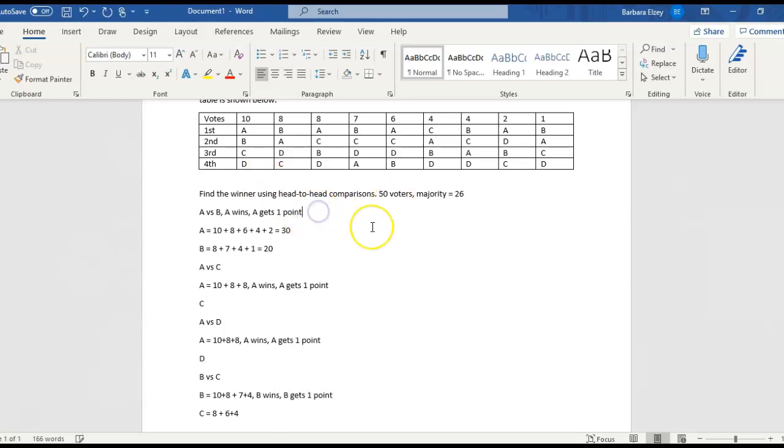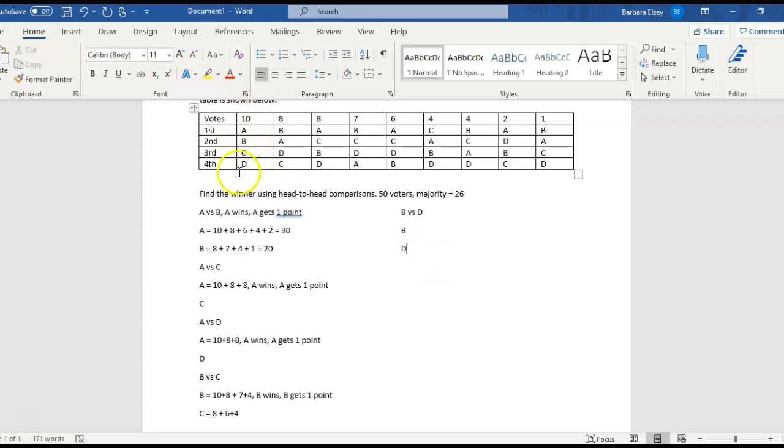All right. So I'm going to see if I can take this off to the side so we can still see our chart. We now need to do B versus D. And for that, we'll compare B with D. Okay, so B versus D.